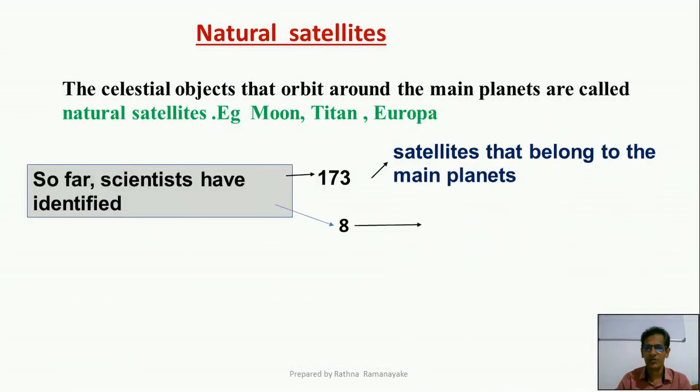So far, scientists have identified 181 natural satellites. 173 natural satellites belong to the main planets, right? 8 belong to dwarf planets. Mercury and Venus don't have natural satellites. All other planets in the solar system have natural satellites.